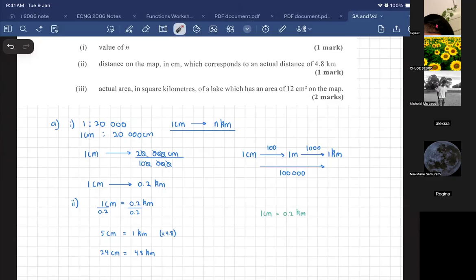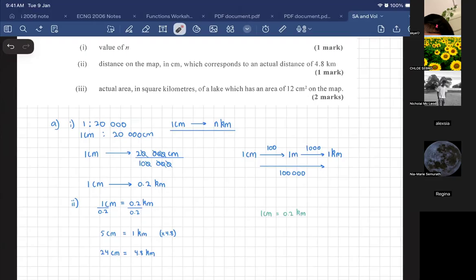5 centimeters? No, it's not 5 centimeters. You're multiplying it. Because 5 centimeters on the map represents how much in real life? 1 kilometer. Right. So if you want to find for 4.8 kilometers, you need to multiply that by 4.8. That makes sense? Because 1 kilometer is 5, so 4.8 kilometers would be 5 by 4.8.